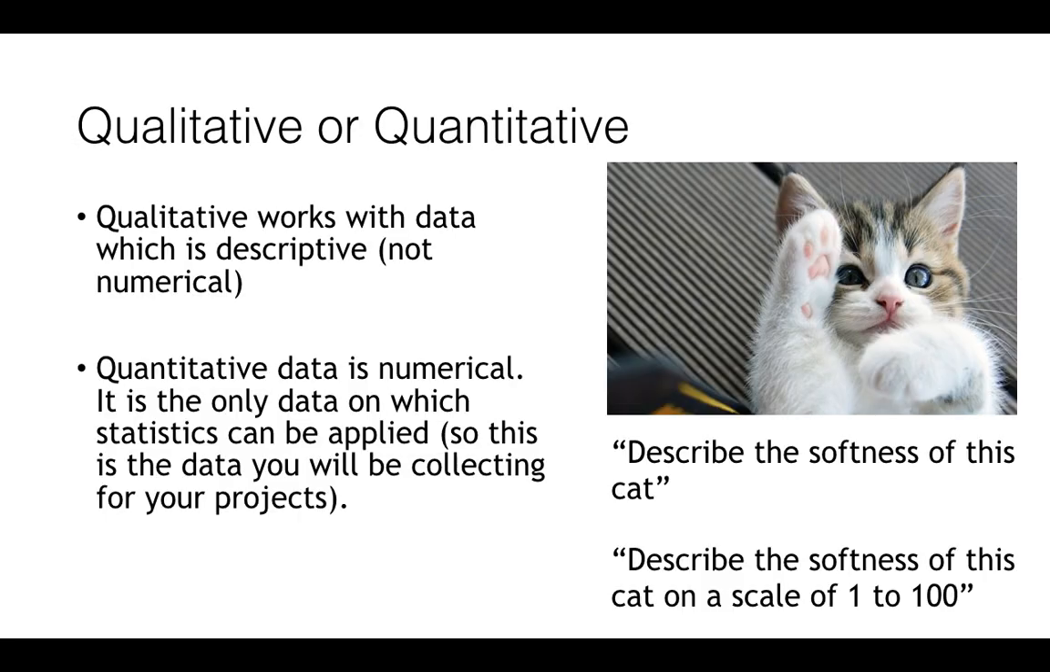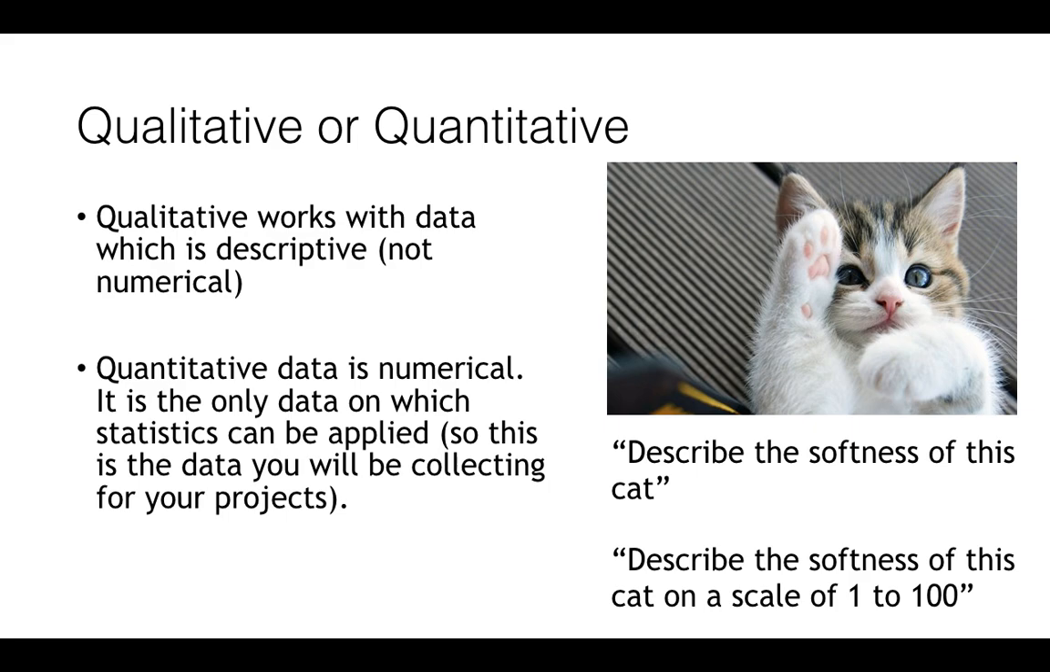So, is your data qualitative or quantitative? Now, qualitative describes the qualities. It is descriptive, it's not numerical. So I might say to you, describe the softness of this cat. And you might say, it's fluffy. It's very fluffy. It's super soft. My hand disappears when I stroke it. Things like that. But you don't give me numbers.